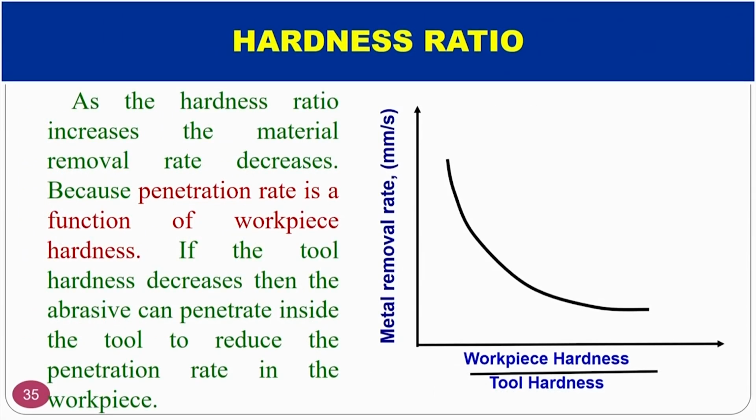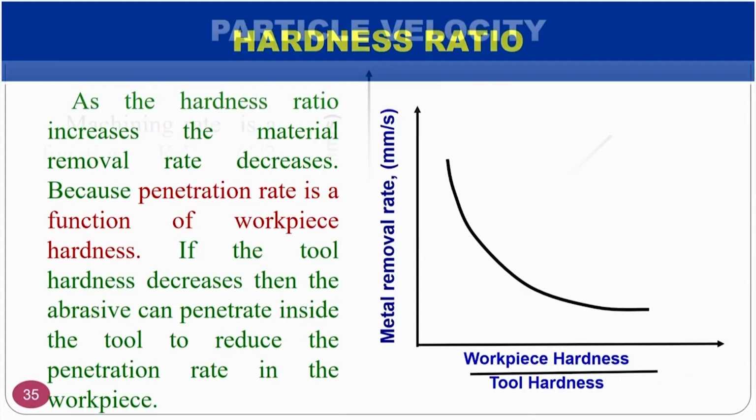Hardness ratio, normally, is the ratio of workpiece hardness to the tool hardness. If the hardness ratio is increasing, that means my workpiece hardness is increasing. If the workpiece hardness increases, what will happen? The material removal normally depends on penetration. Resistance to penetration is nothing but the hardness. If the hardness increases, the penetration ability of the abrasive particle will decrease. Obviously, if the penetration depth is decreasing, the material removal also will decrease.